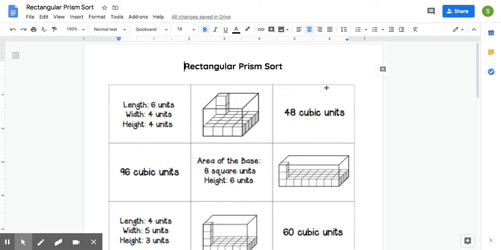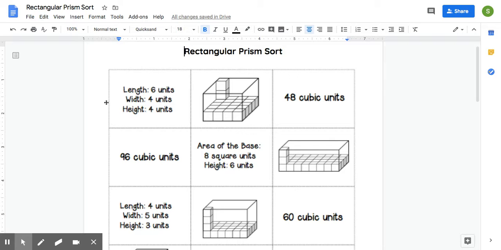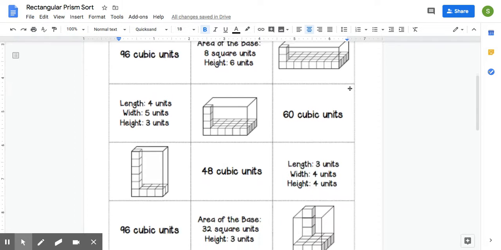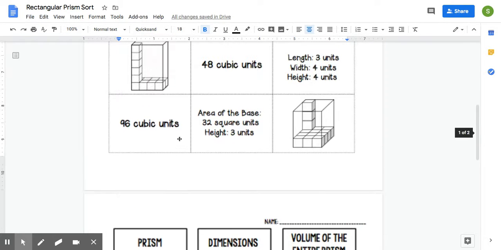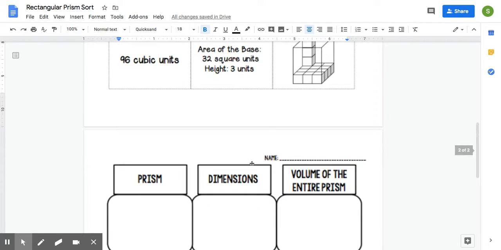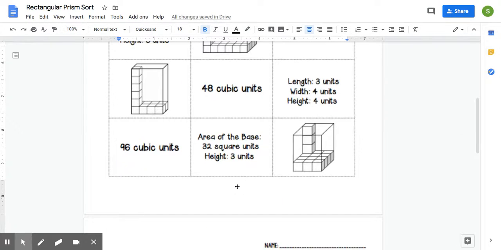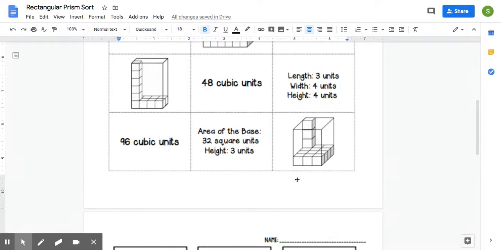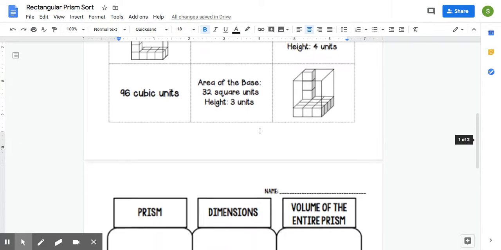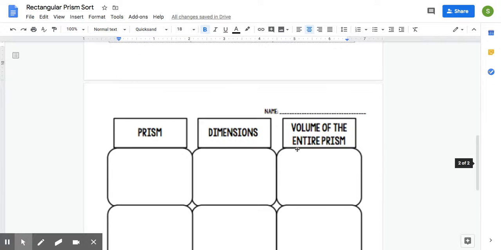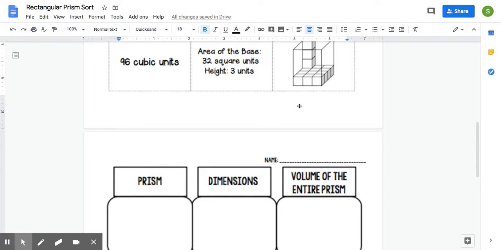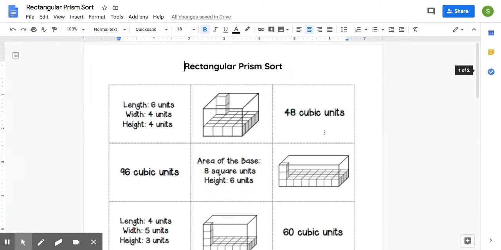So we have this rectangular prism sort where one way you could do it would be to cut out these cards and then sort them into their categories down here. So we have prism for all of the rectangular prisms would go in this category. The dimensions, the length, the width, and the height, those are the dimensions, would go into this category. And the volume, which would be something cubic units, right, would go into this category. So you could do it that way to line them all up, or you can do it the way I'm about to do it to show you.